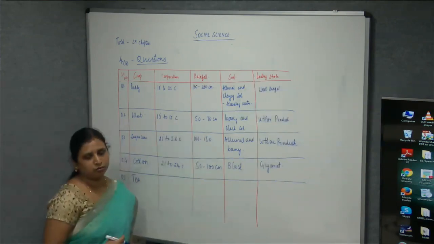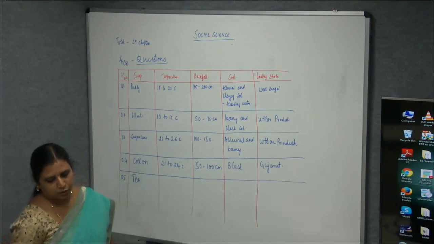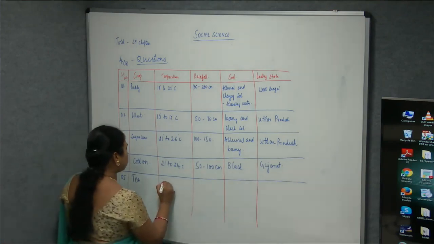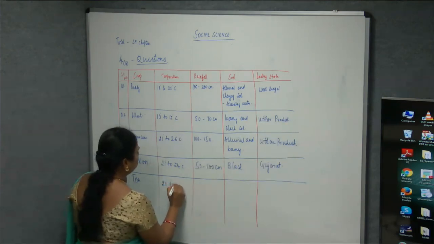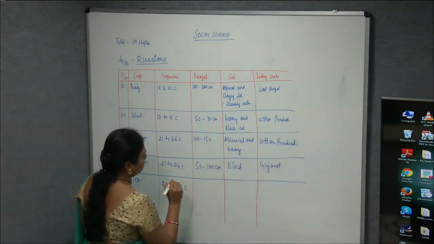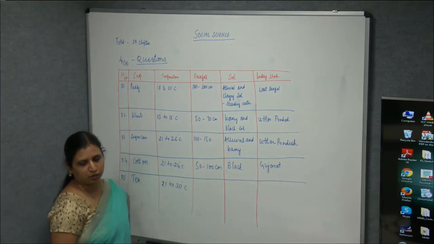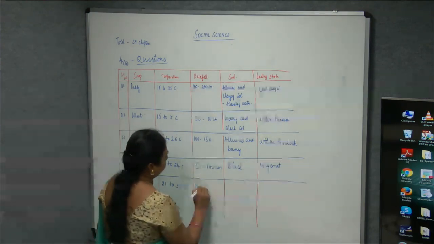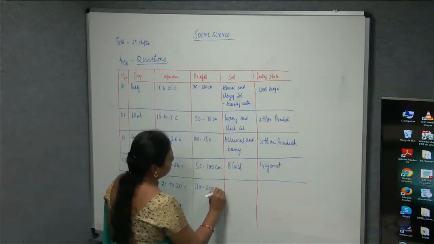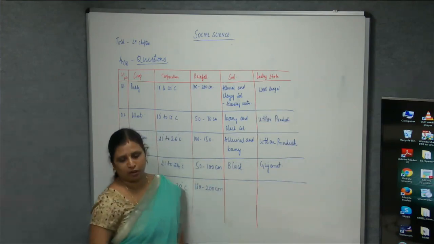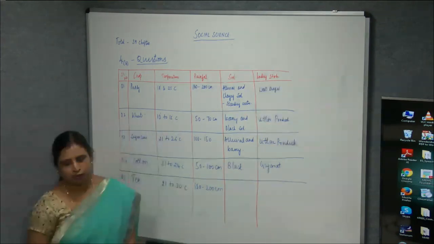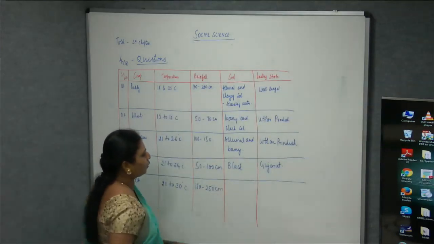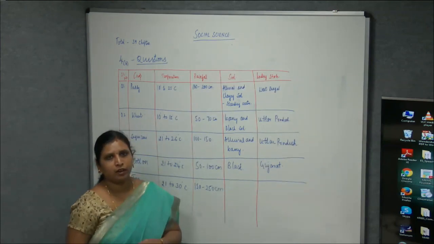So, next to tea. Tea requires 21 to 30 degrees Celsius. The rainfall is about 150 to 250 centimeters.